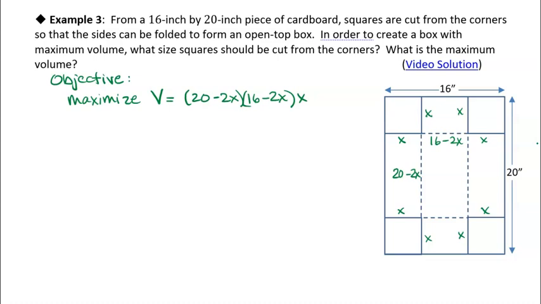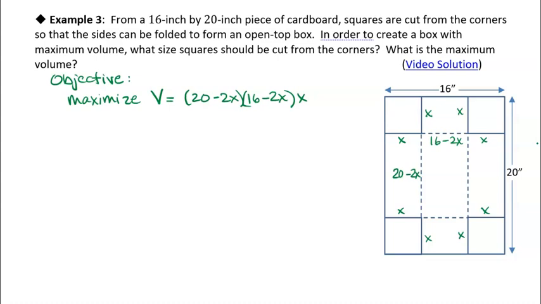Now we don't have to worry about a constraint equation here, because it's all in terms of one variable now. So this is our objective, and once we have the formula written, it's just the same type of problem we've been doing for the last few days. We've just been finding the maximum and minimum of functions, and this is our function.